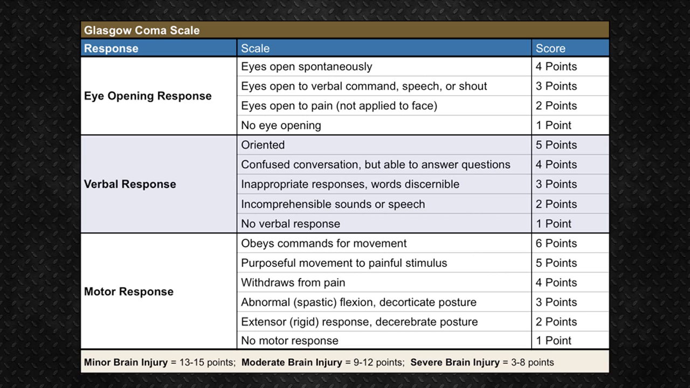So hopefully you guys know that if they obey command, they get 6 points. Show me 2 fingers, they flip you the bird, with both hands they're showing you 2 fingers, and they get 6 points. Go sit over on the stretcher, they sit on the stretcher. Can you sign this form? They sign the form. Can I take your blood pressure? And they hand you their arm. That's obeying command. 6 points.